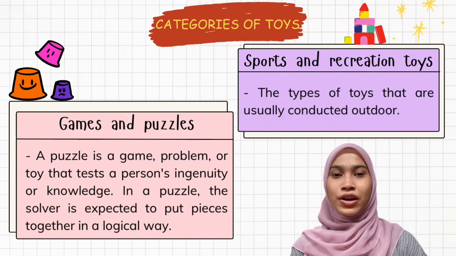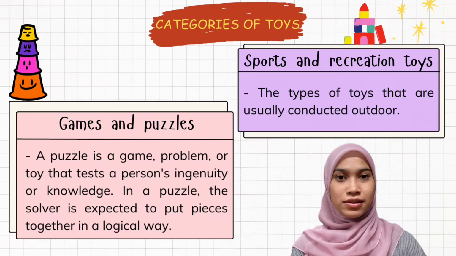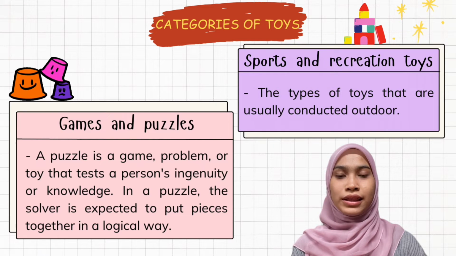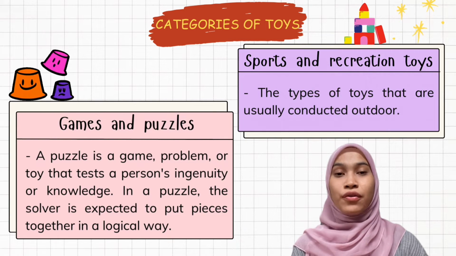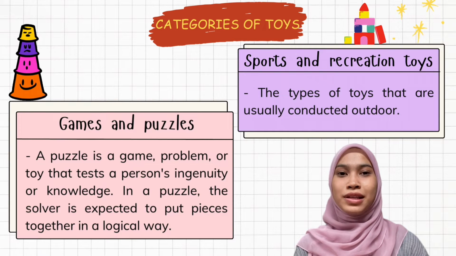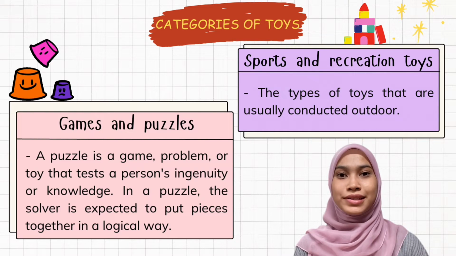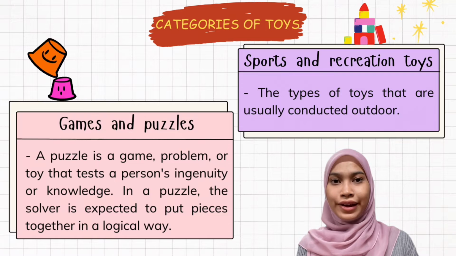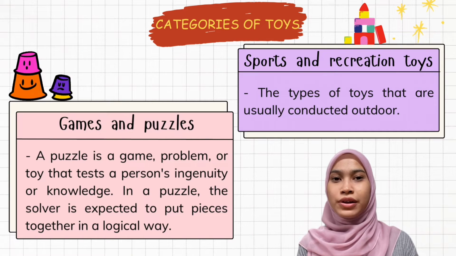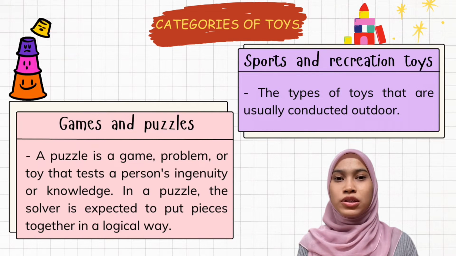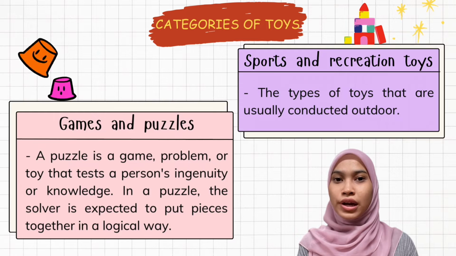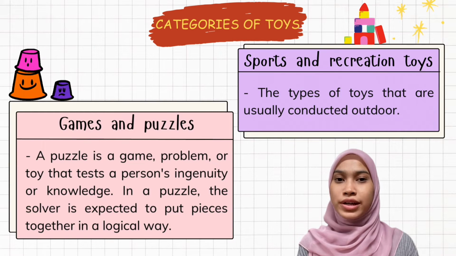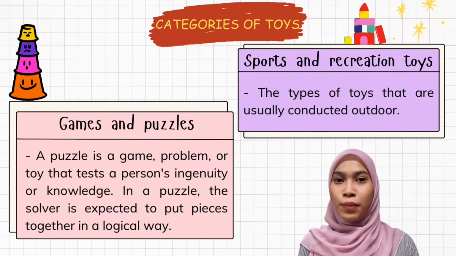The next category of toys is games and puzzles. A puzzle is a toy that tests a person's knowledge. For example, 3D building puzzles or magnet puzzles. Other than that, we also have sports and recreation toys, which are usually the types of toys that are handled outdoor, such as slingshot and ping pong set.